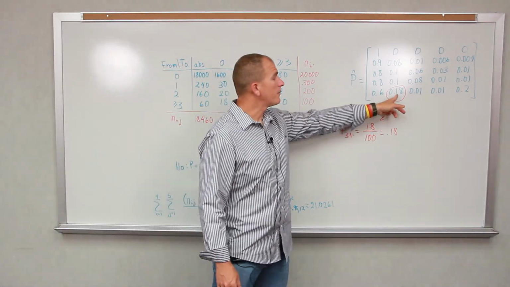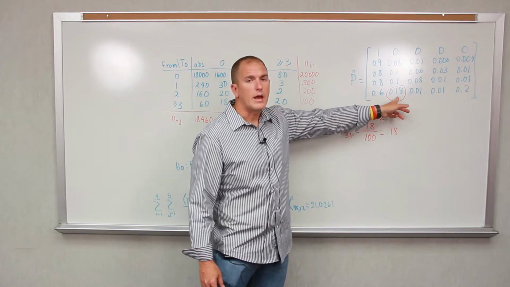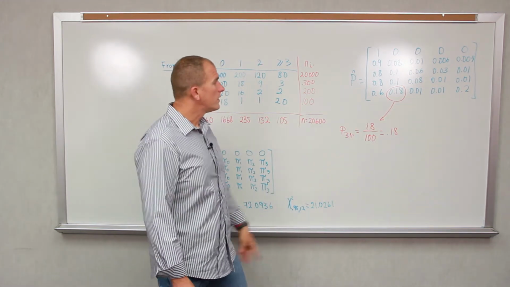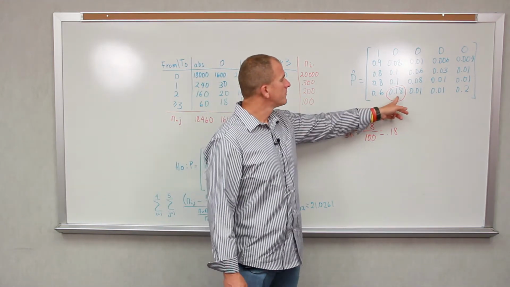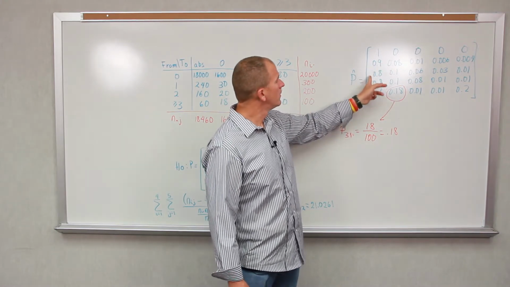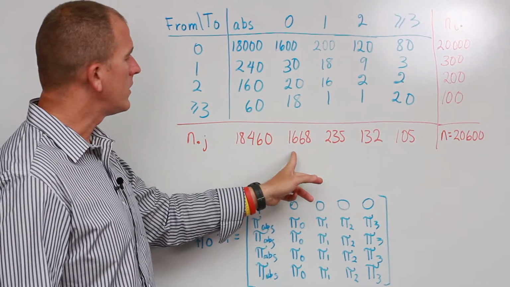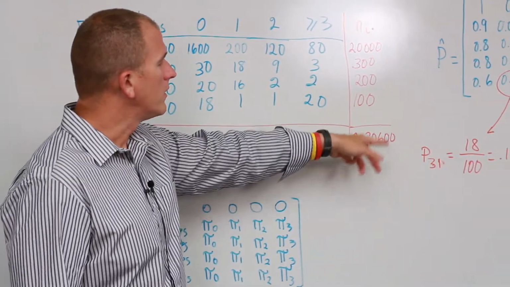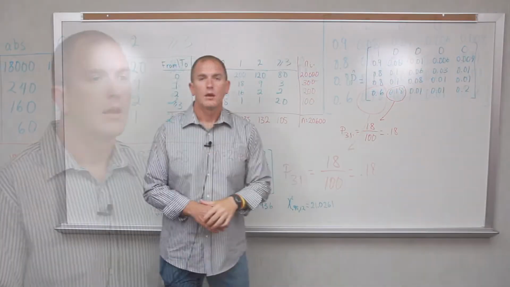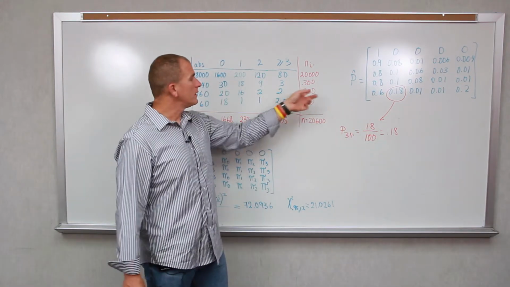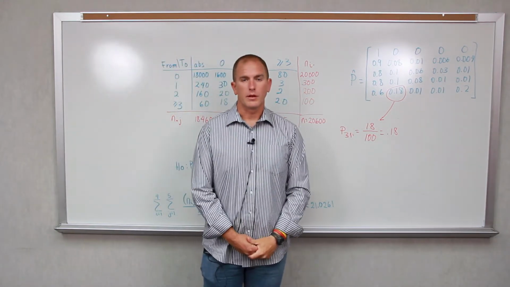So if we take, for example, this one, 0.18, which corresponds to P 5,2, we would take 18 and divide it by 100. And so that gives me 0.18. And I do that for all of the probabilities in here, and I get my maximum likelihood estimates.